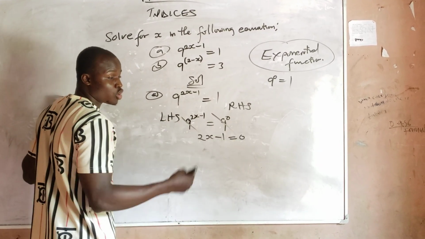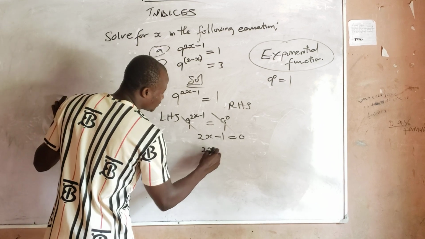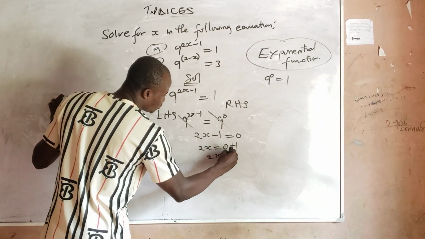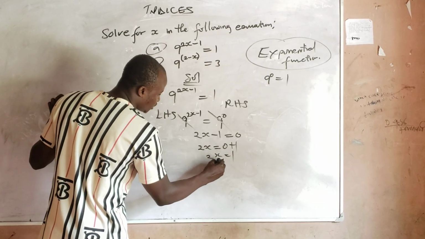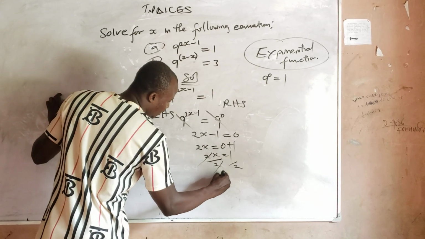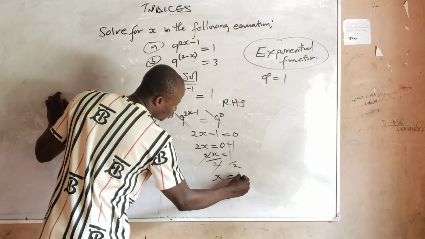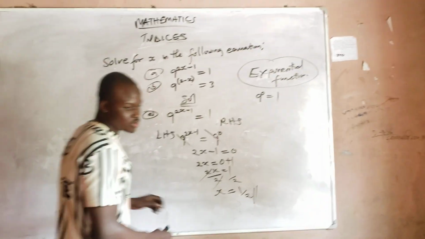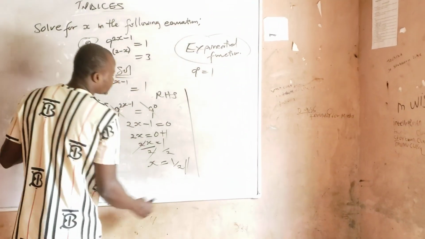Now what are you going to do? Collect the like terms. You have 2x is equal to 0 plus 1. So 2x is equal to 1. So divide that by 2. If 2 cancels 2, you have x is equal to 1 over 2. This is the value of x. Let's solve the next question.